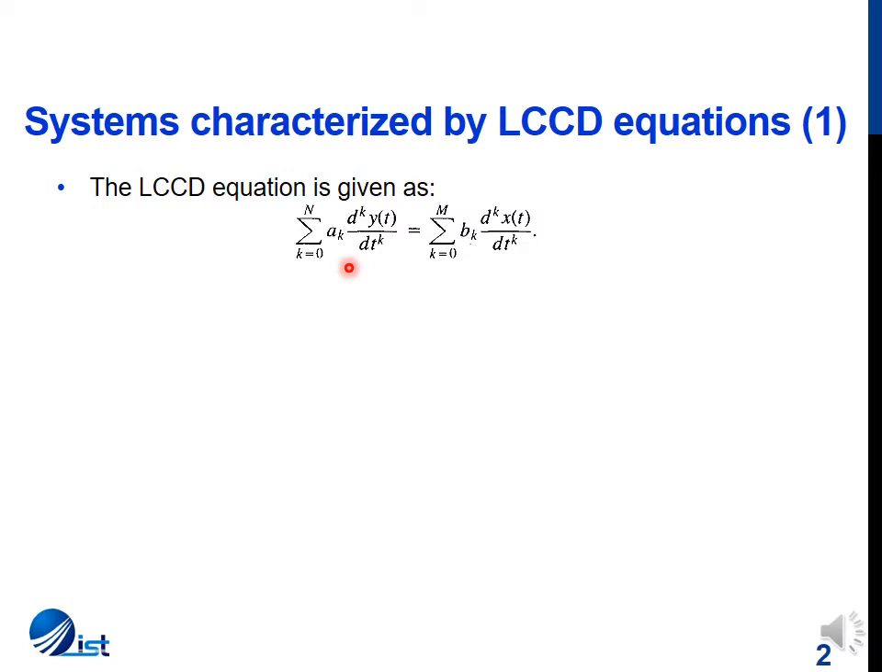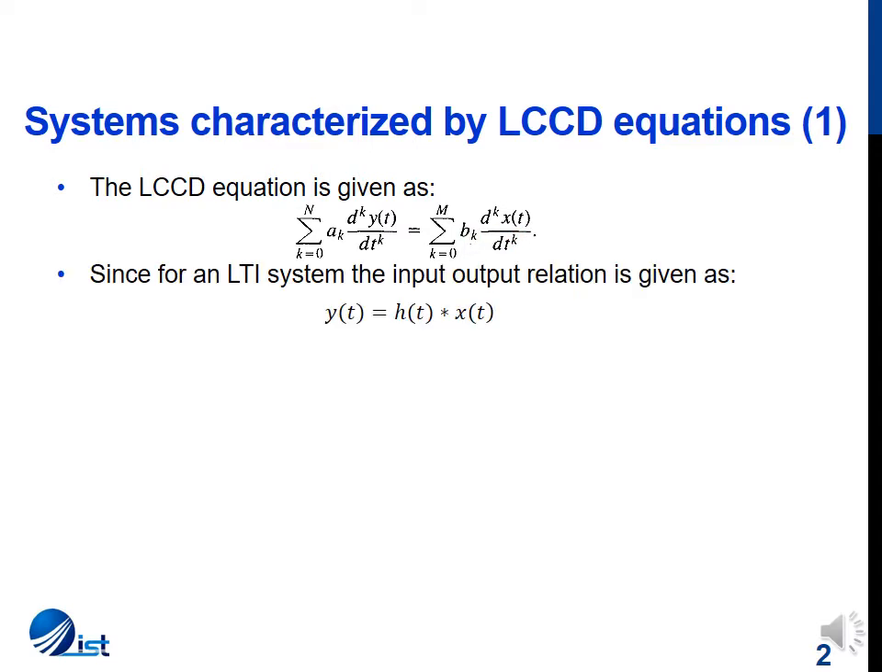where we always use coefficients a_k for the output terms or the y terms, and coefficients b_k for the input terms or the x terms. We also know that for an LTI system, the input-output relationship is given by y(t) is h(t) convolved with x(t).